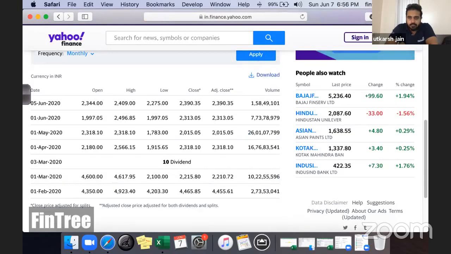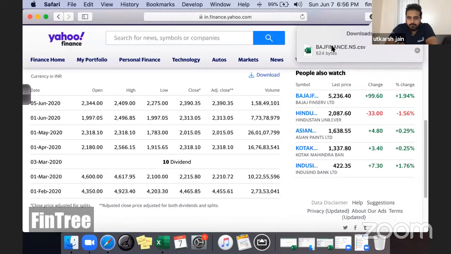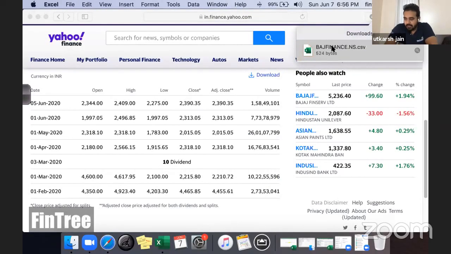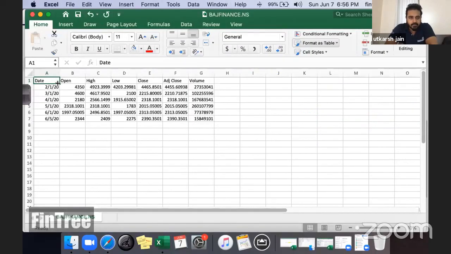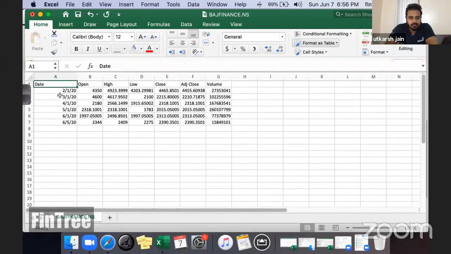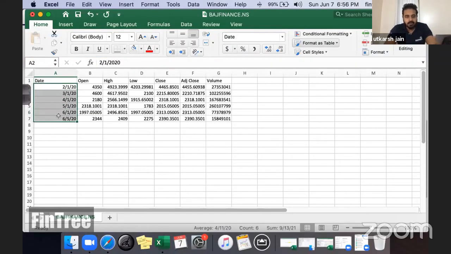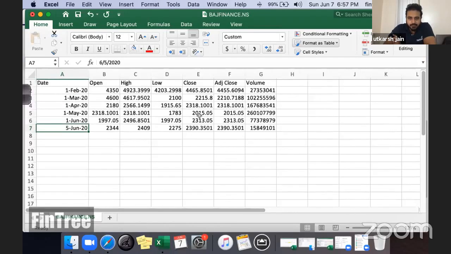Okay, download. So here's what I have now. I have data of this particular company called Bajaj Finance. It's a finance sector company in India. And the data is from the month of February to June. Hopefully all of you can see my Excel file.